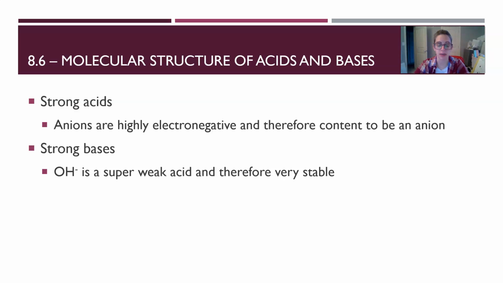When we think about our strong bases, all of our strong bases are hydroxide donors. Hydroxide is a super, super weak acid. So when a strong base dissociates, the conjugate acid would then be OH, and OH is a super, super weak acid. That hydrogen and oxygen are not going to separate, and therefore it's very, very stable in its hydroxide form. Because it is a weak conjugate acid, that means it was a strong base originally.